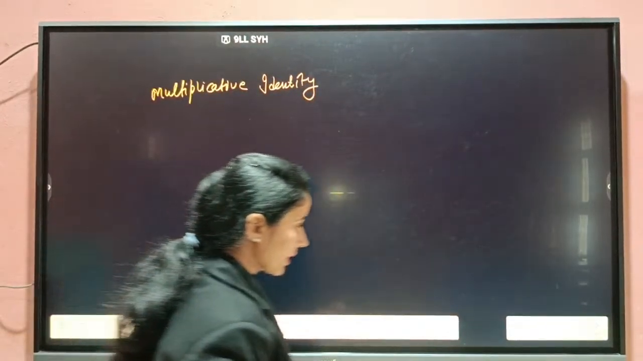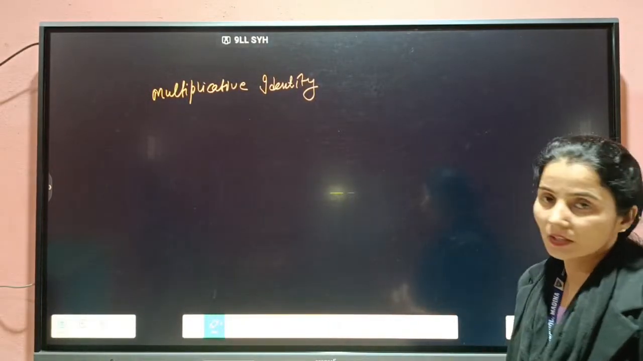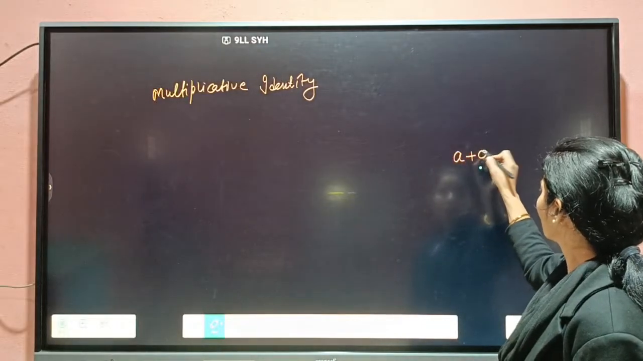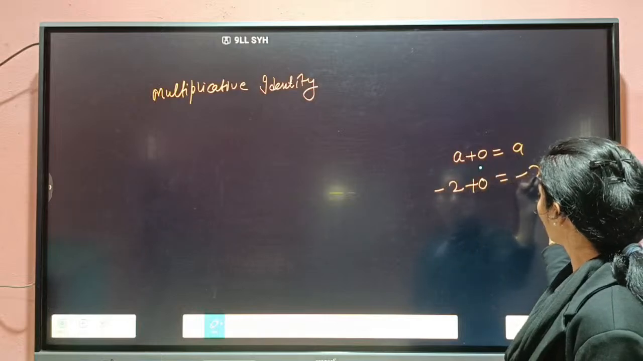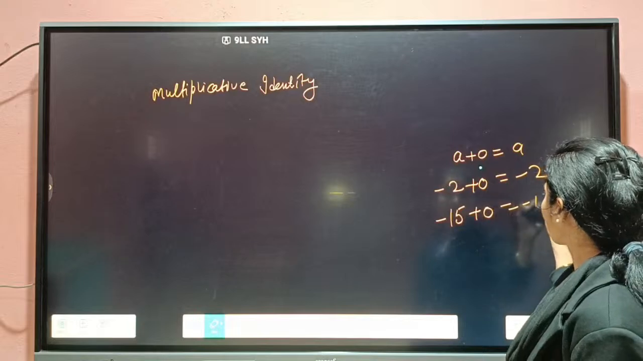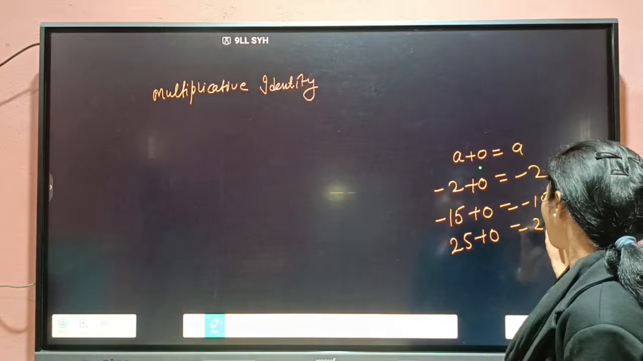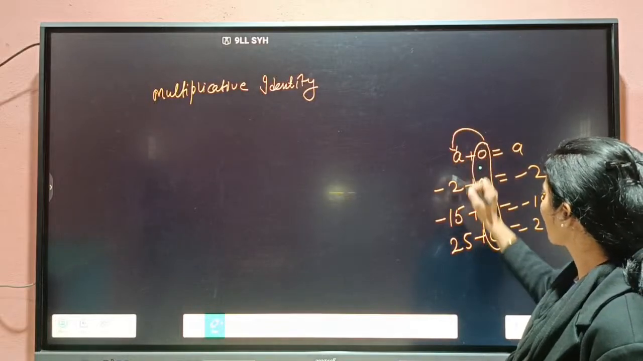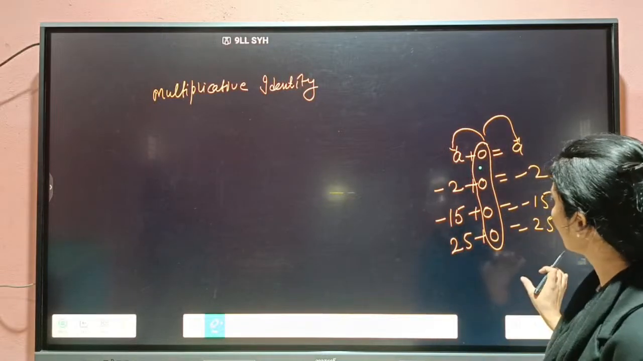What is the additive identity of integers? If I ask, you will say A plus 0 is equal to A: minus 2 plus 0 is equal to minus 2, minus 15 plus 0 is equal to minus 15, 25 plus 0 is equal to 25. So this 0 is that number which, if we add to an integer, we again get the same integer.